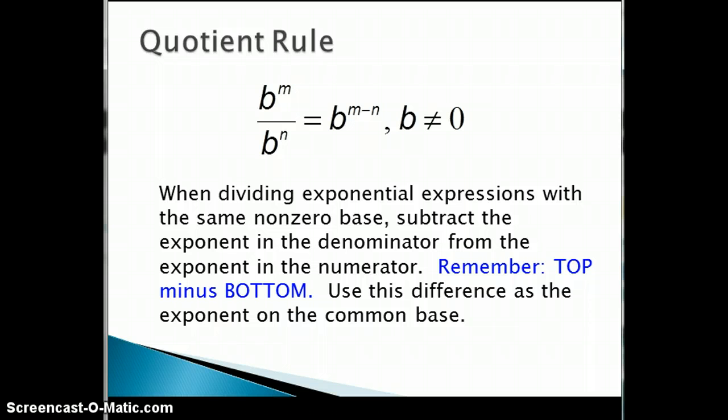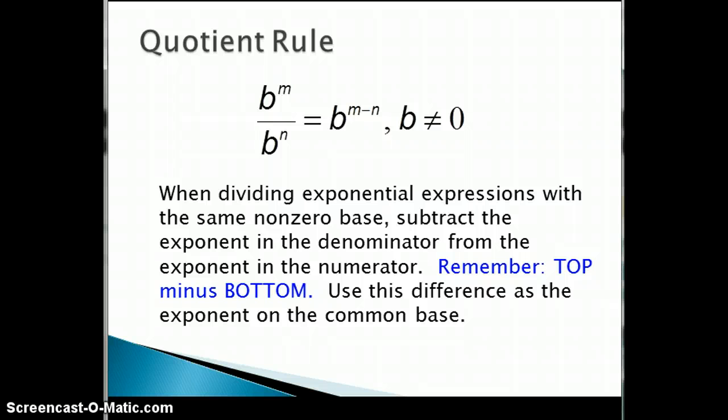And the first one is the quotient rule. So this says that when we're dividing an exponential expression with the same non-zero base, then we subtract the exponent in the denominator from the exponent in the numerator. So notice here that in the general rule, we have the base of b being raised to the m in the numerator, and the same base in the denominator being raised to an n.